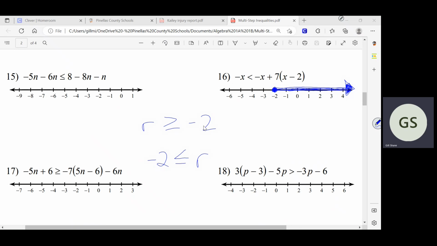Negative 9. 8 minus negative 9. But then I get lost because I don't know how to take a variable away. I took away 9 and added 9 to negative 6 on the other side. But then I have 2 variables and then not a variable. So that doesn't work. I don't know what to do now.